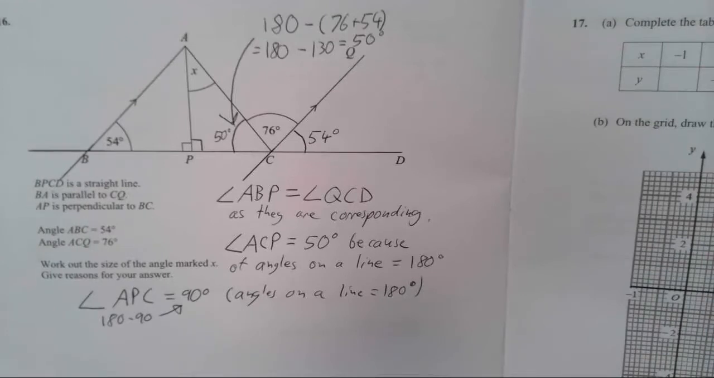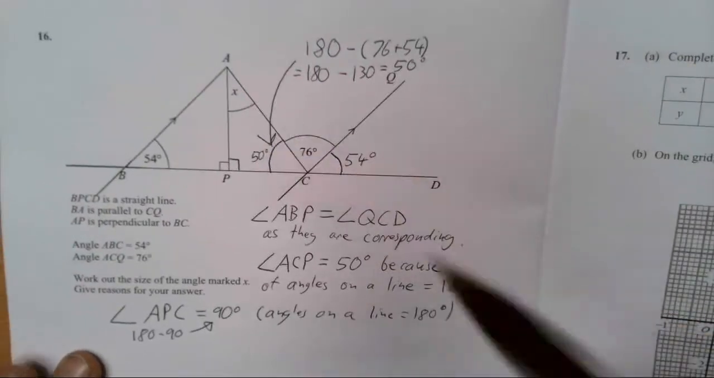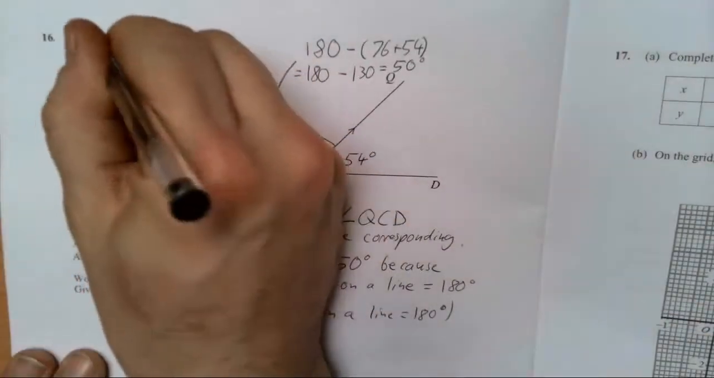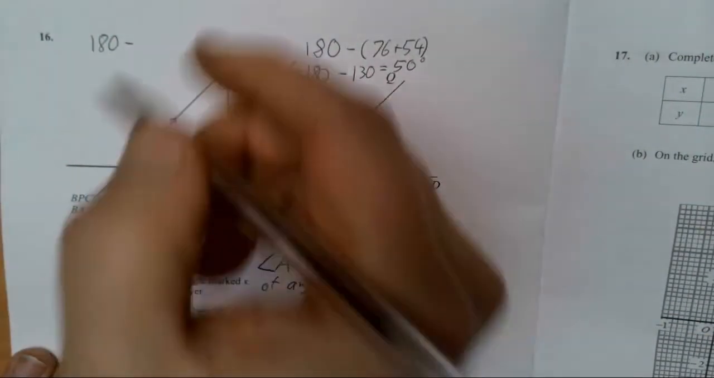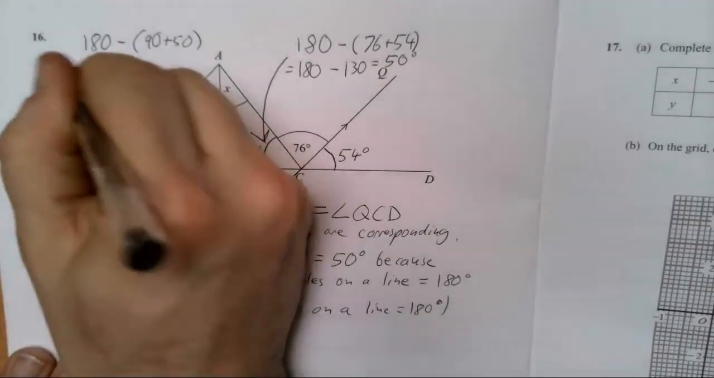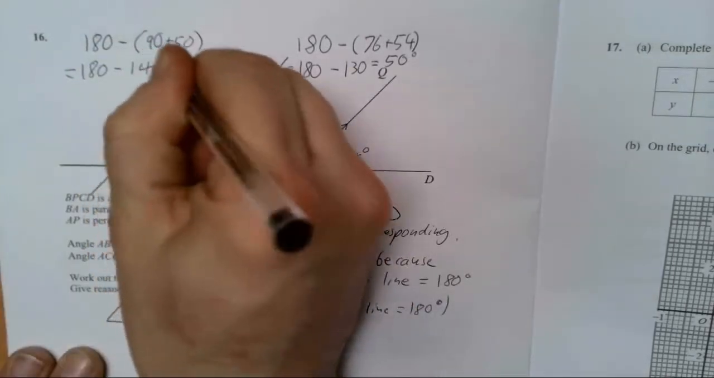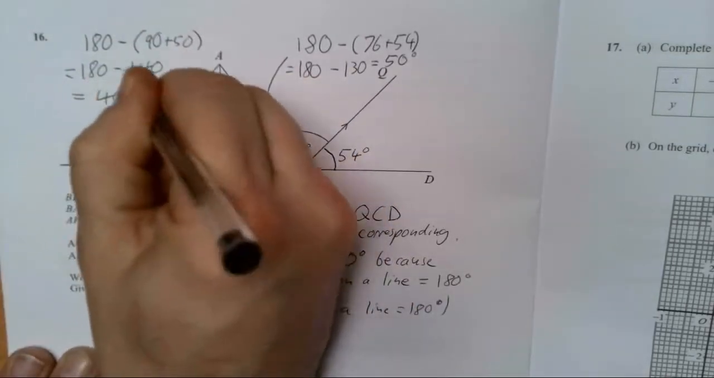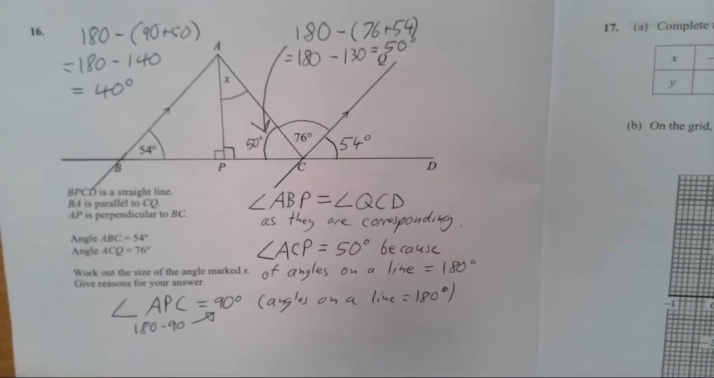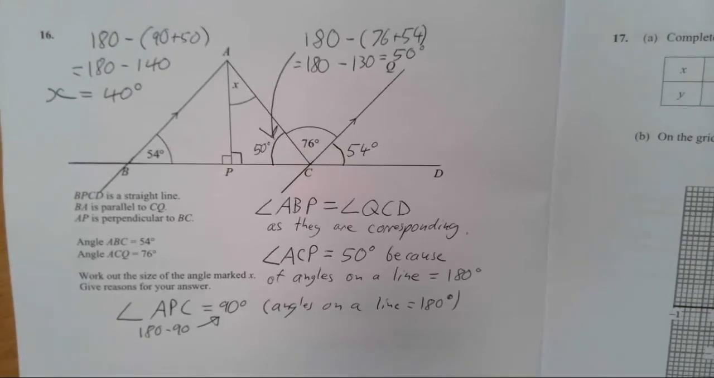So I've nearly got there. If that one's 90, that one's 50, this one here, x, is going to be 180 minus 90 plus 50, which is 180 minus 140, which is 40 degrees. So my answer is that x is equal to 40 degrees.